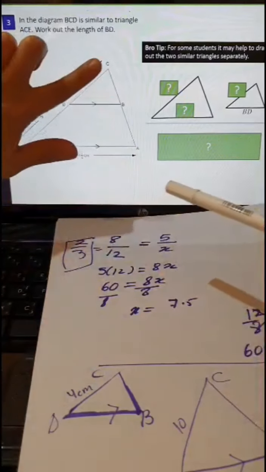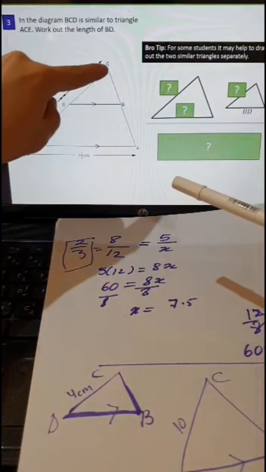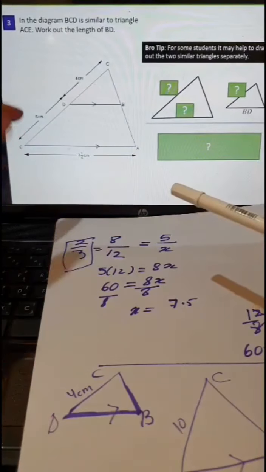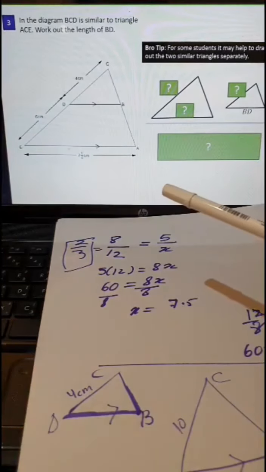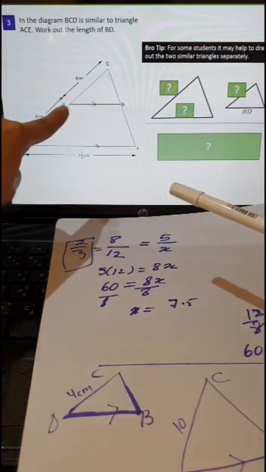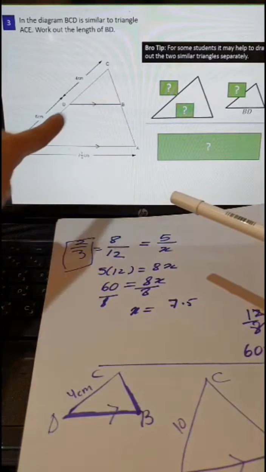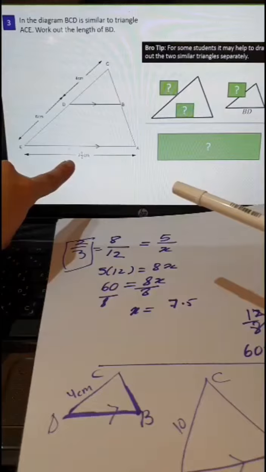See, I got one side in the small triangle with one side in the big triangle. I can get the scale factor of that one, which is 4 over 10. Then I'll compare it with BD over AE. This missed side over 7.5.